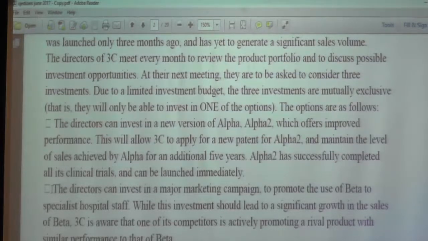The directors can invest in a major marketing campaign to promote the use of beta to specialist hospital staff. Now the investment is trying to promote beta. What is beta? The serious infection. The one which is a drug for serious infection. But it's going to be promoted to specialist hospital staff.